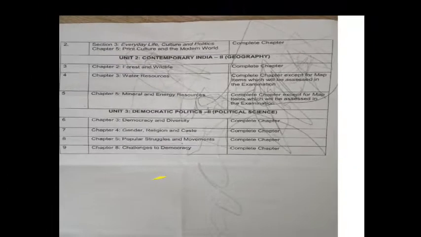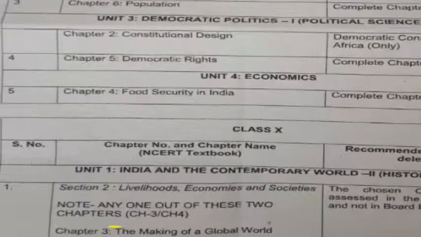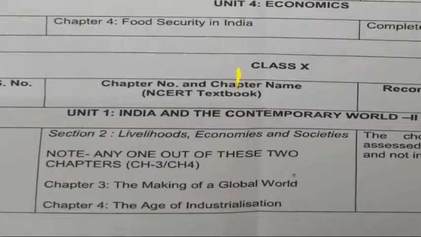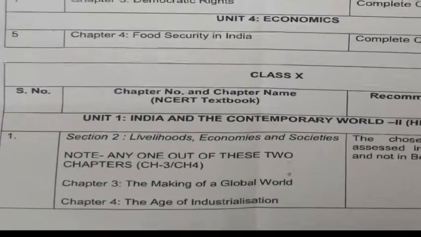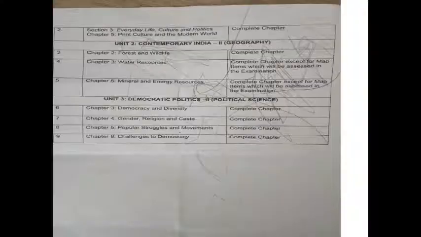So from history, we have to discuss one chapter, and from political science we have to discuss one chapter, which means totally we have 2 chapters to complete. Now from these 2 chapters, making of a global world and age of industrialization, I would like to prefer chapter number 4, age of industrialization, and let's begin discussing the age of industrialization.